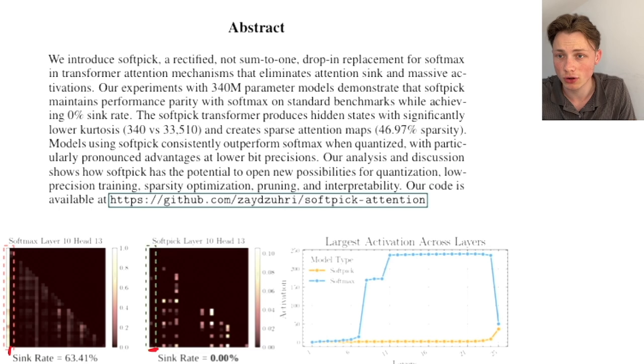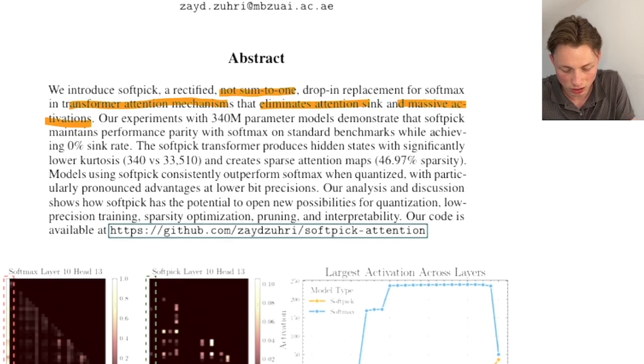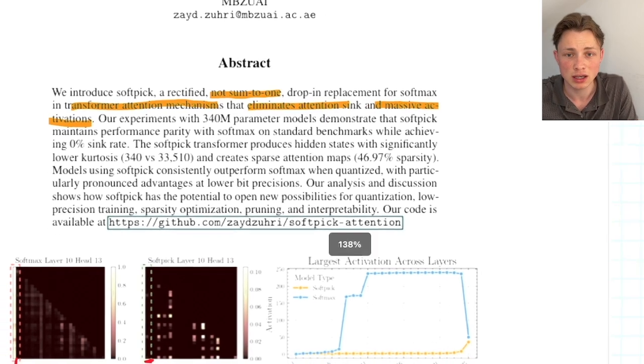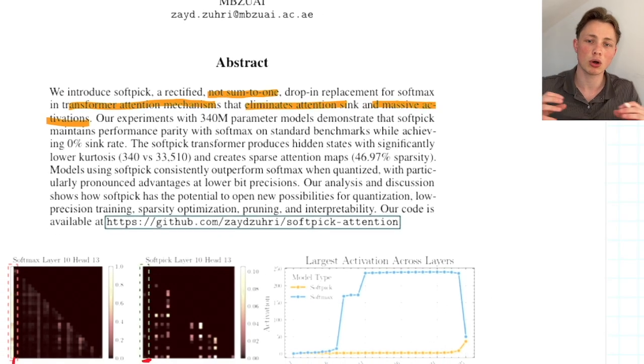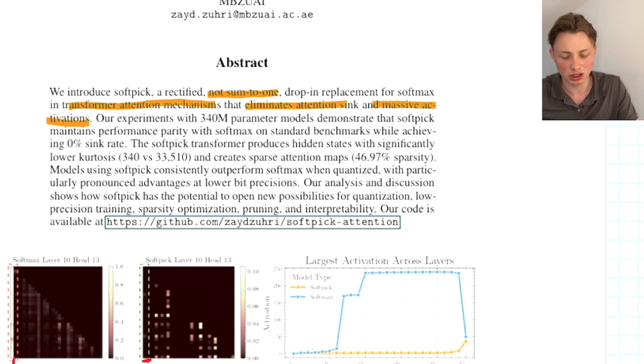We introduce Softpick, a rectified, not sum to one drop-in replacement for Softmax in transformer attention mechanism that eliminates attention sink and massive activation. Okay, so if we replace the Softmax function with Softpick, the authors are claiming that it can eliminate attention sink. So what is attention sink? Attention sink means that our model puts, in a sequence of tokens, all the attention just to one token, and most of the time that's a begin of sentence token.